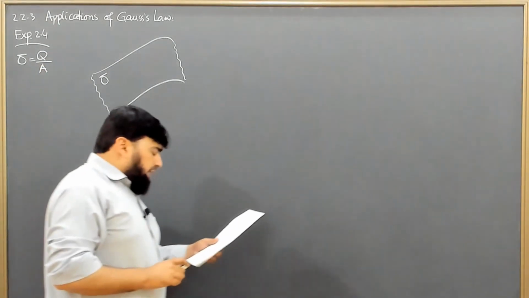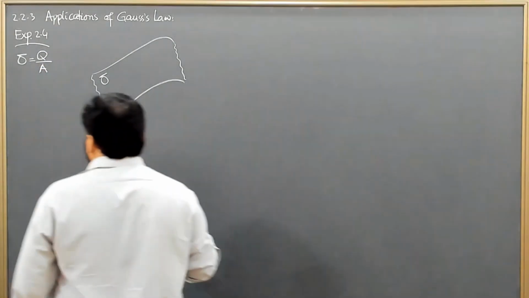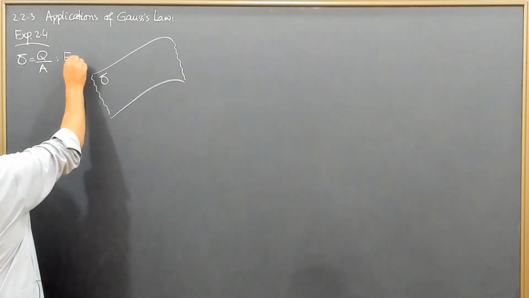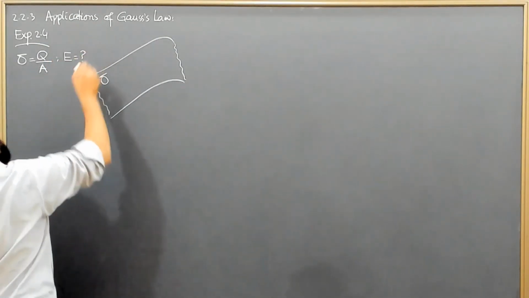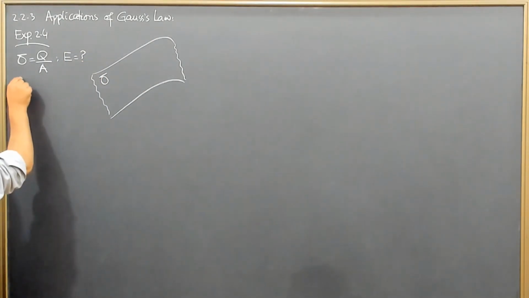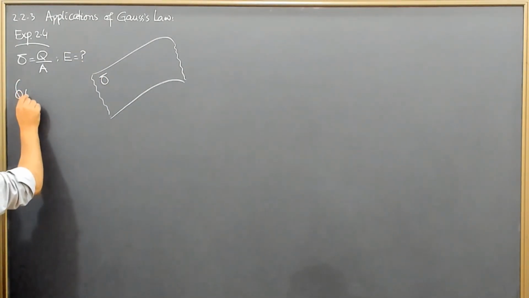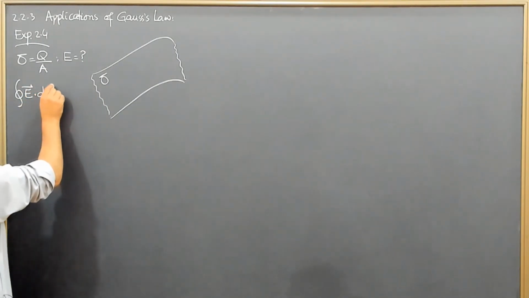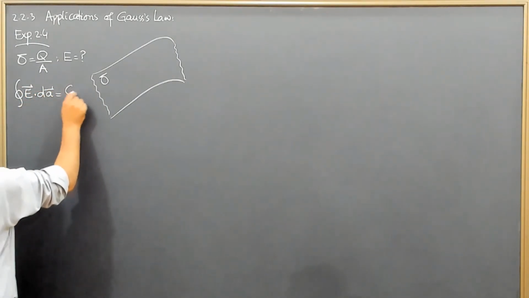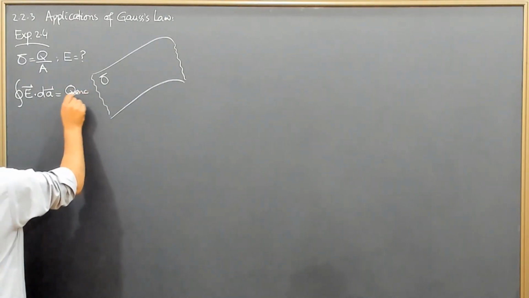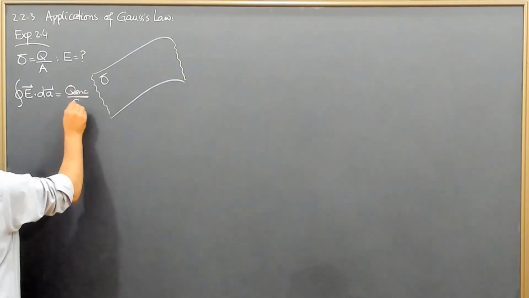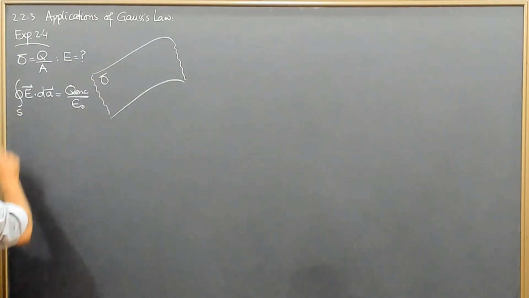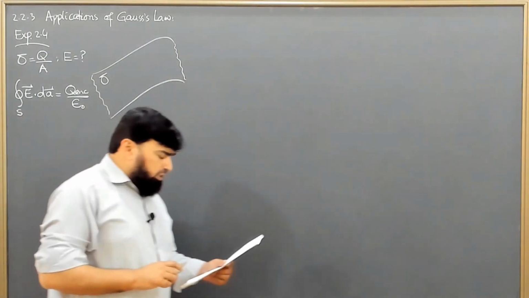Now, what is the electric field here? We will have to find this with the help of Gauss's law. From Gauss's law, we know that the closed surface integral of E dot dA is equal to the enclosed charge divided by epsilon naught. So this is a closed surface integral, and this is Gauss's law.